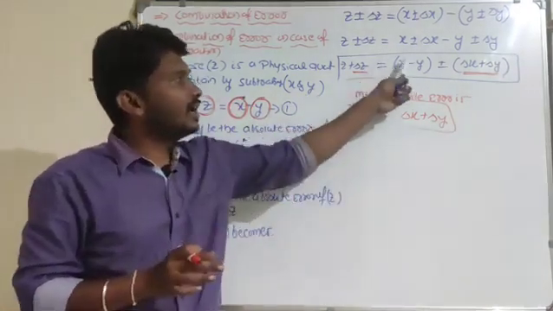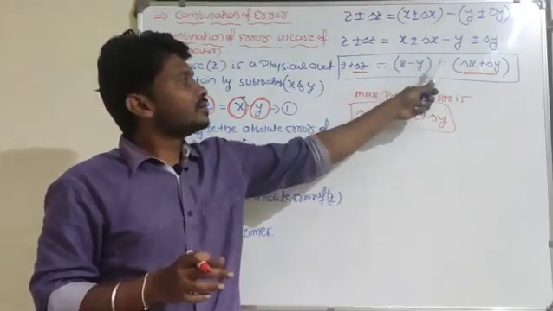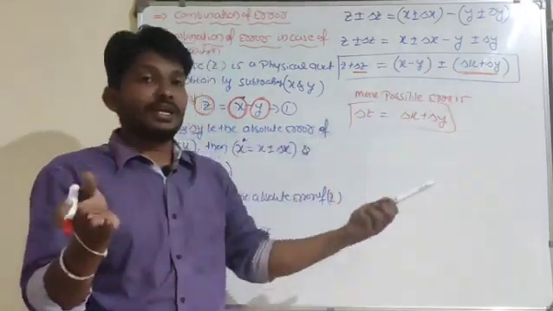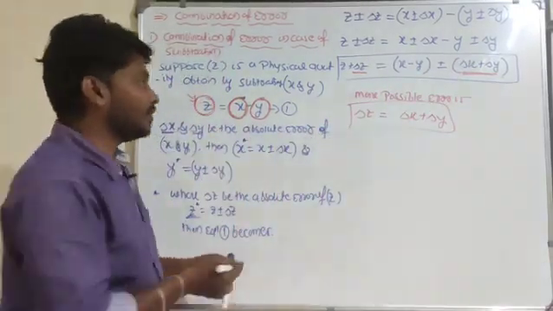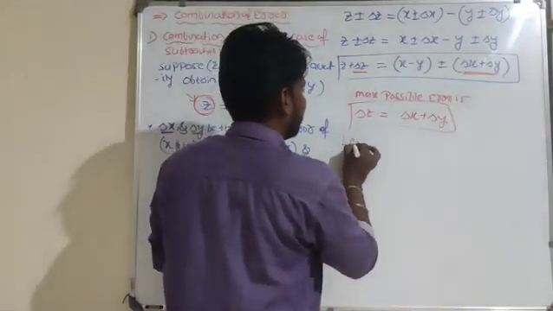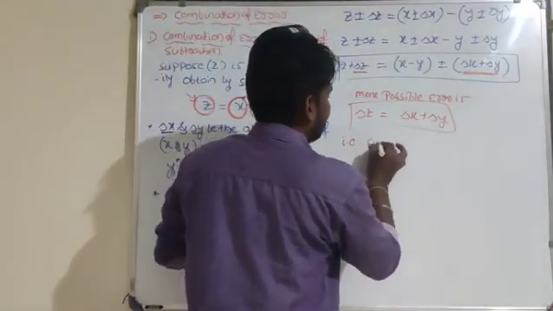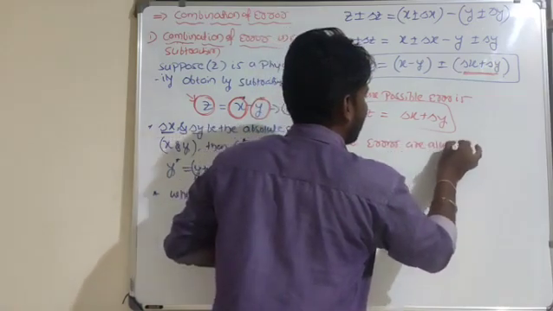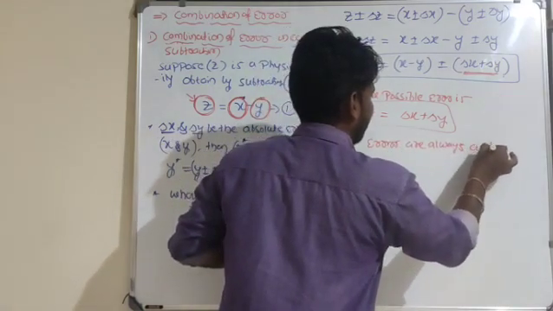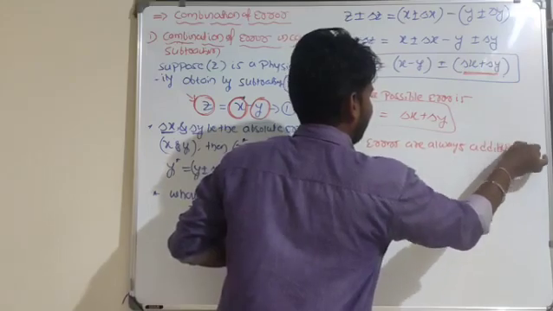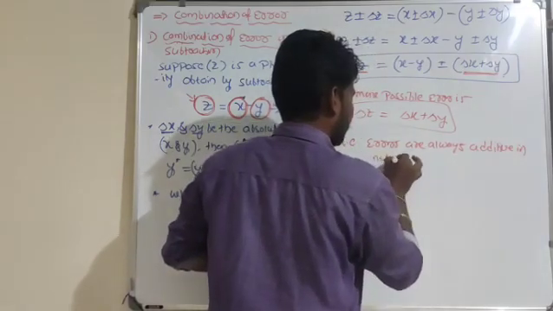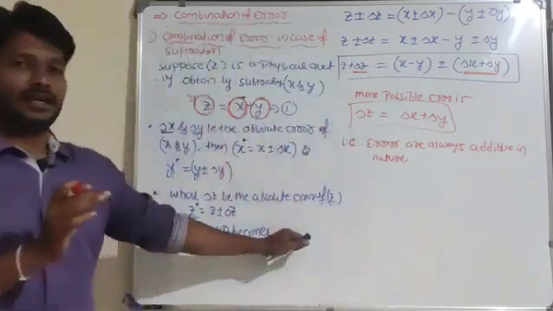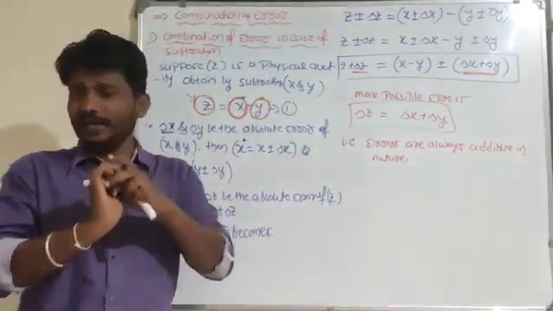So just here that x minus y is there, but error is always additive in nature, which means we can find out the total error. That is, errors are always additive in nature. Errors are always additive in nature.